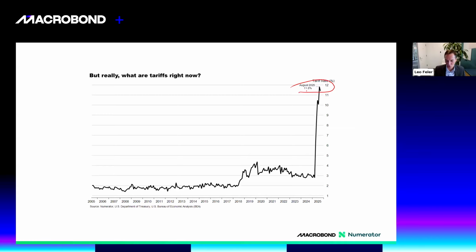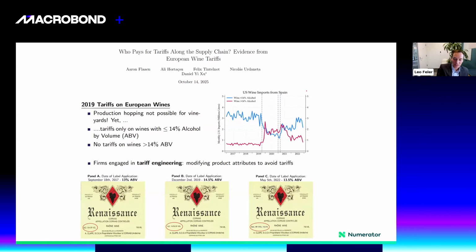Let me just tell you a really funny story. Going back to 2019, the US implemented tariffs on European wines, but the tariffs only applied to wines with less than a 14% ABV, alcohol by volume. There were no tariffs on alcohol that was greater than 14% ABV. So not surprisingly, we suddenly imported less alcohol that had less than 14% ABV, and we started importing more alcohol that had more than 14% ABV.